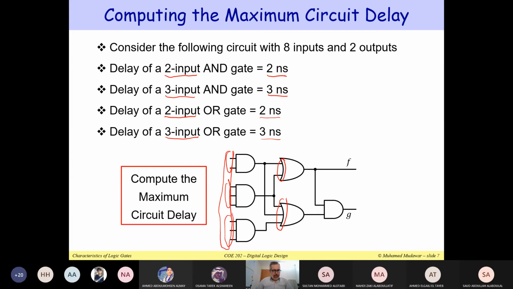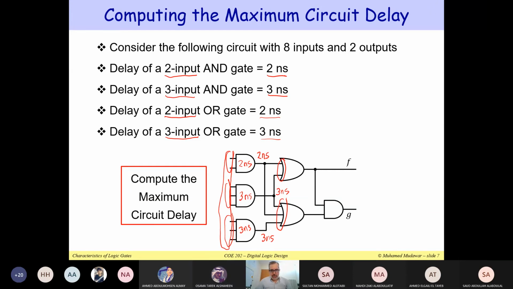Now, if all these inputs are present, we look at the delay of each gate. As Osama said, we're going to write here 2 nanoseconds. That will be the delay of the first AND gate. This will be 3 nanoseconds. This will be 3 nanoseconds, right? So the output of the first AND gate will be available after 2 nanoseconds. The output of the second AND gate will be available here at 3 nanoseconds. And the output of the third AND gate will also be available at 3 nanoseconds. Do you agree?